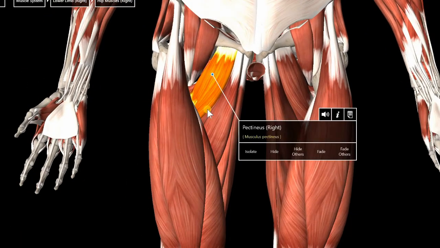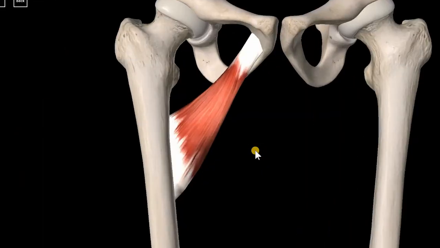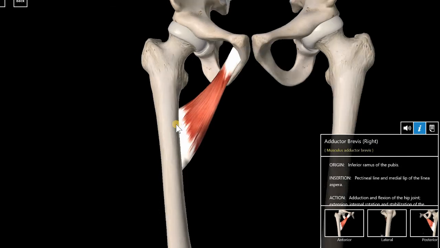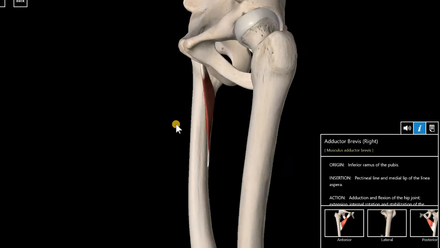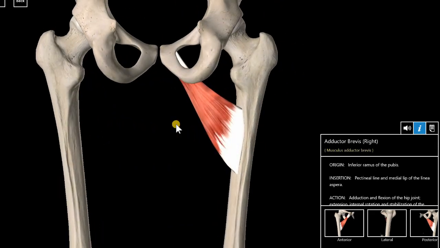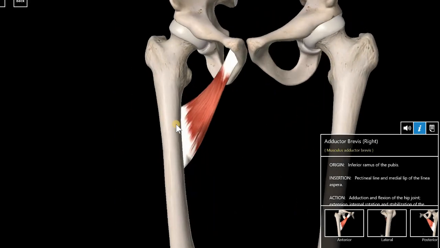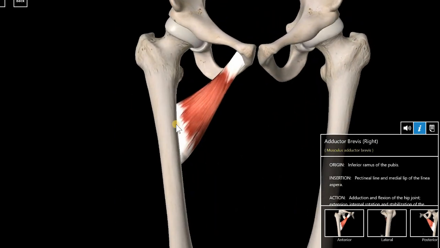This next one is a little hidden, so if you look closely right there, the first A of the triple A in PAG is the adductor brevis. The origin is the pubis, and insertion is on the femur. It does have a little bit of a posterior attachment on the femur. That area is called the linea aspera. The action is adduction.